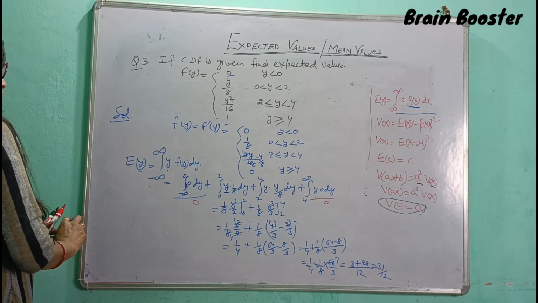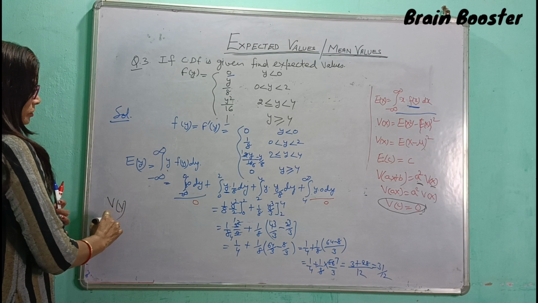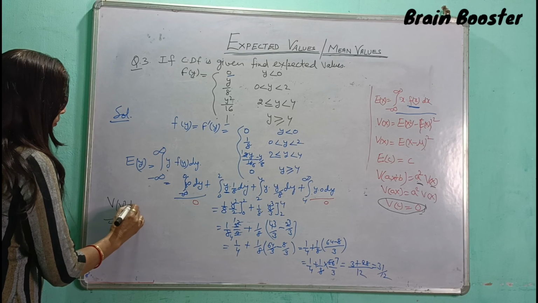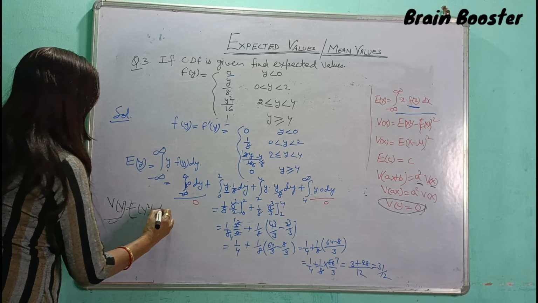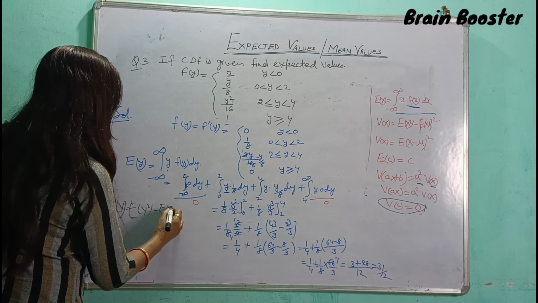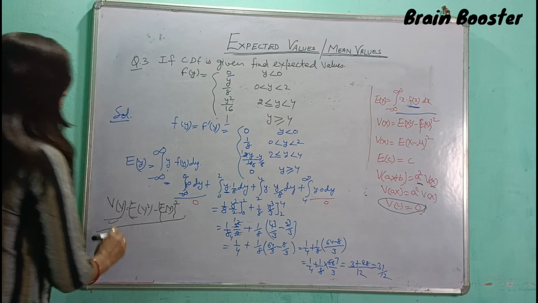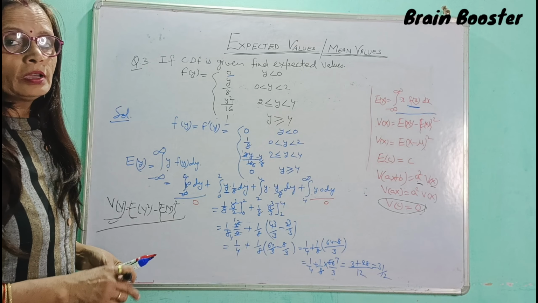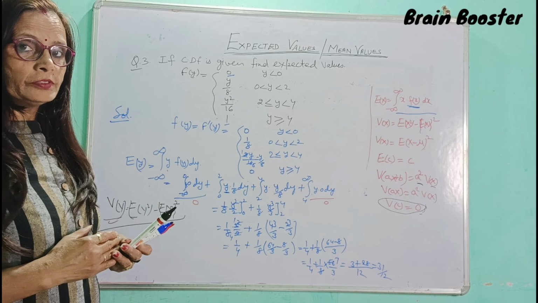Now similarly you can find the variance also, by using the formula E(Y square) minus E(Y) whole square. This is for you. Solve this and get the answer. If any problem is there, I will solve this.